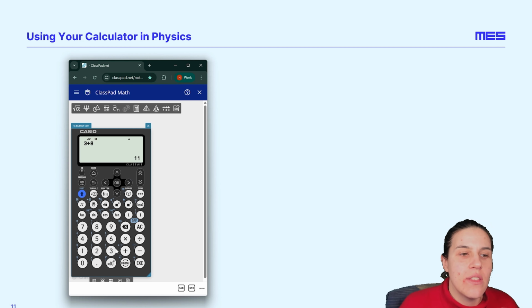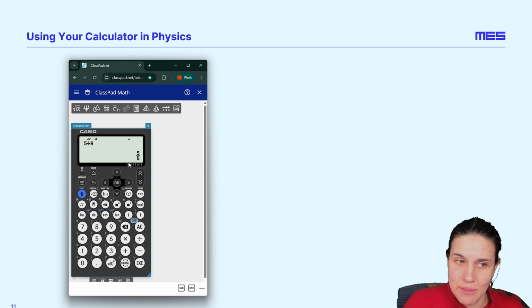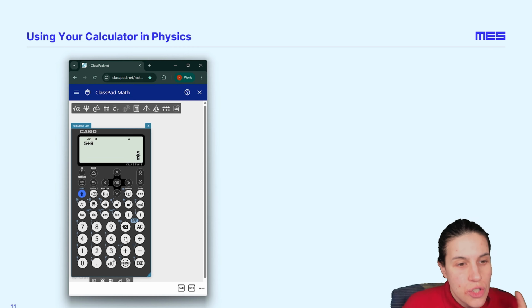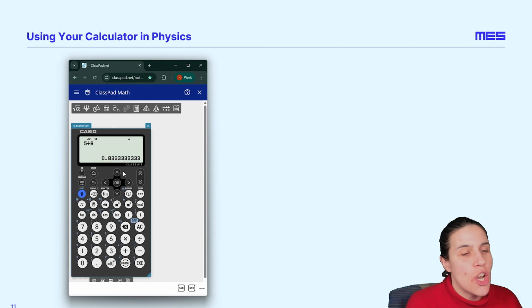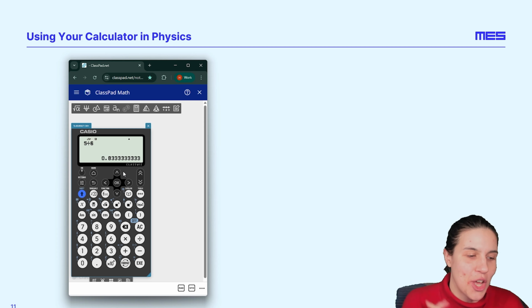The final thing that might be useful to you is that if you want to convert between a fraction and a decimal, so for example, if I do 5 divided by 6, I get this fraction here, which for maths might be fine, but for physics, we like to give our numbers as decimals rather than fractions. So we're going to use this button down here, this format button, okay? And that will turn it from a fraction into a decimal for me. So let's show you how to use this calculator with some examples.